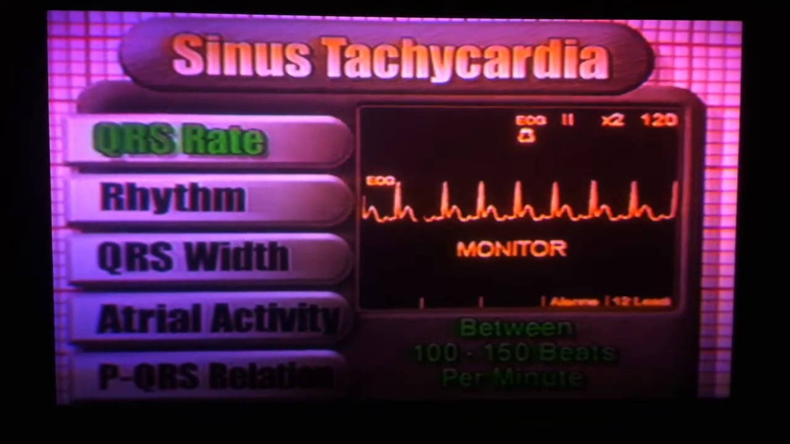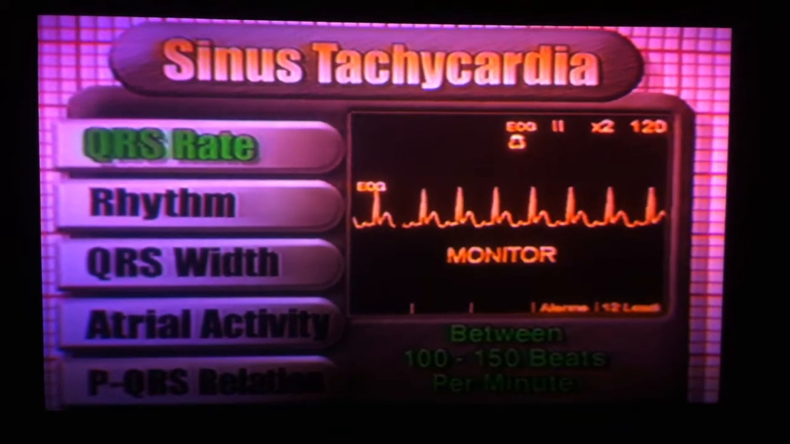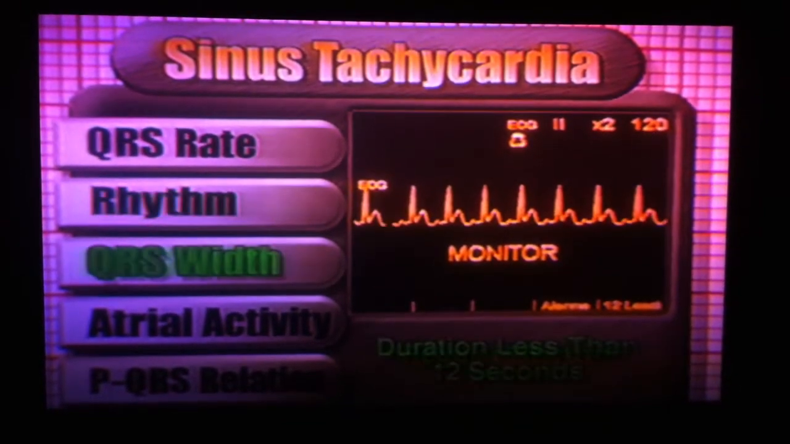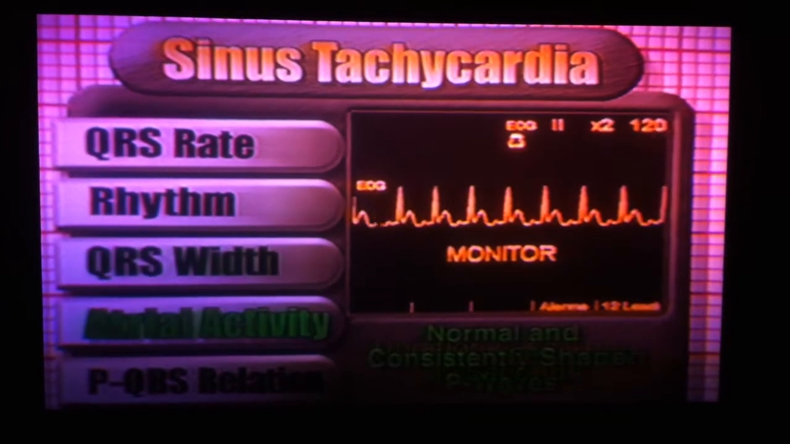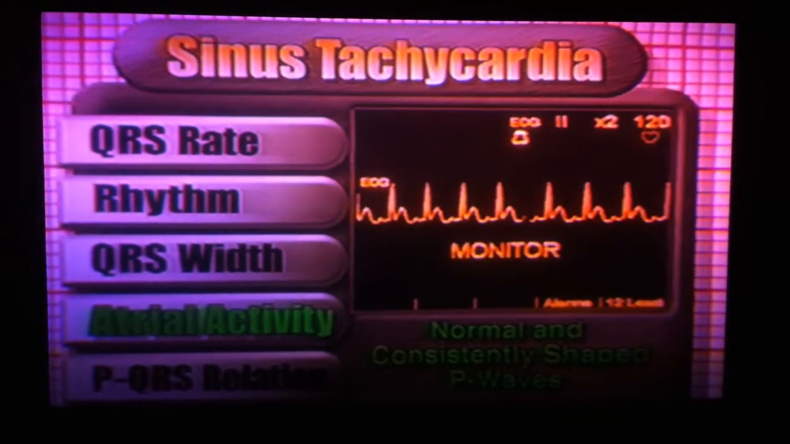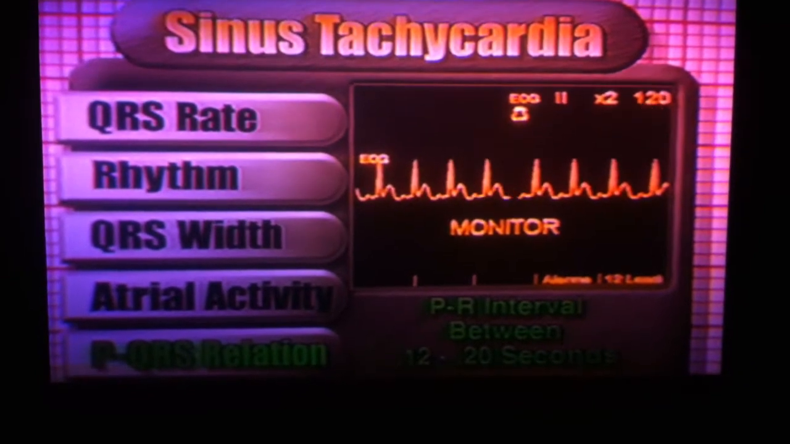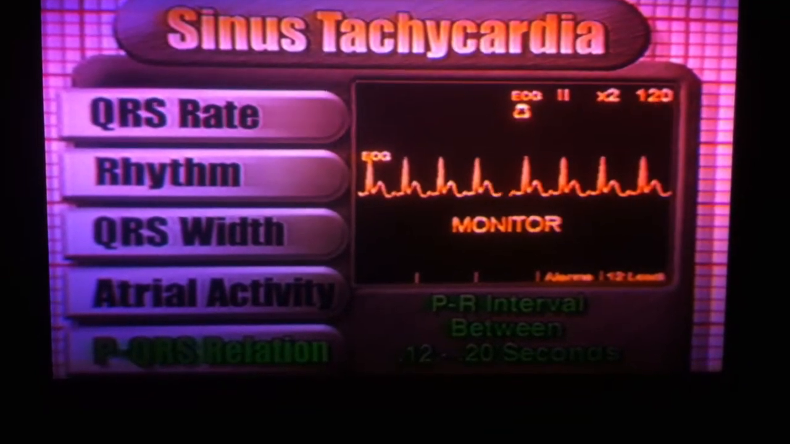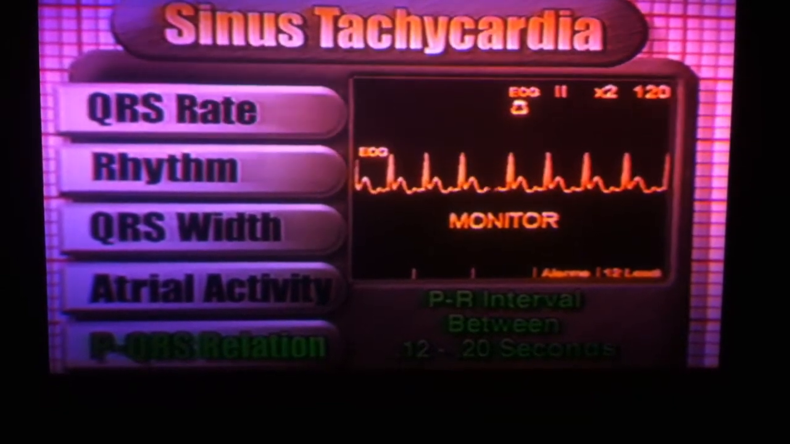Using the 5-step method, sinus tachycardia will have a ventricular rate of between 100 and 150 beats per minute. The rhythm will be regular. The QRS duration will measure less than 0.12 seconds. The atrial activity will show normal and consistently shaped P waves. The P to QRS relationship will reveal only one P wave for each QRS complex, with a PR interval between 0.12 and 0.2 seconds.